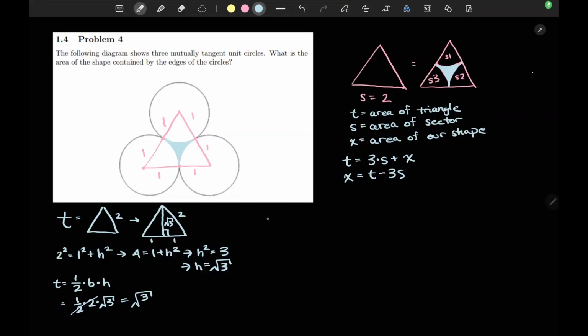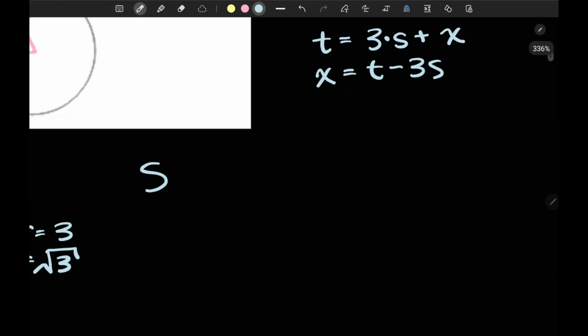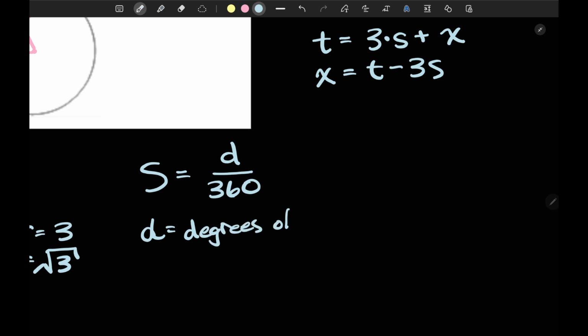Now it's time to find the value for S, the sector of a circle. So the sector of a circle is given by the number of degrees of the sector. Let's just use the variable d. d over 360, where d is equal to the number of degrees of the sector. And this is multiplied by pi r squared, the area of the circle itself.